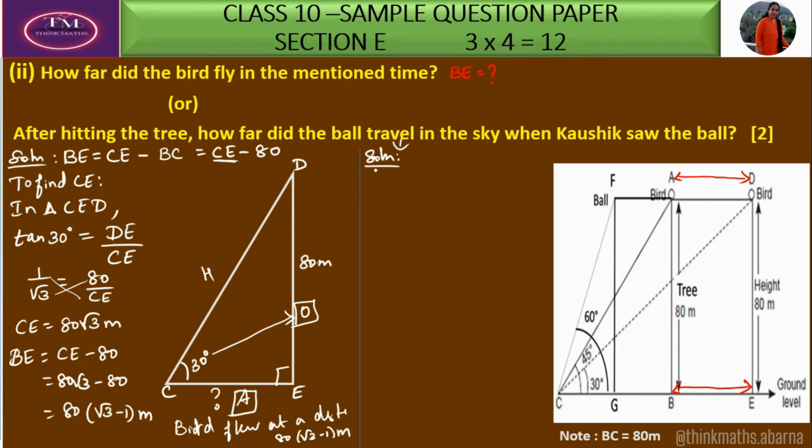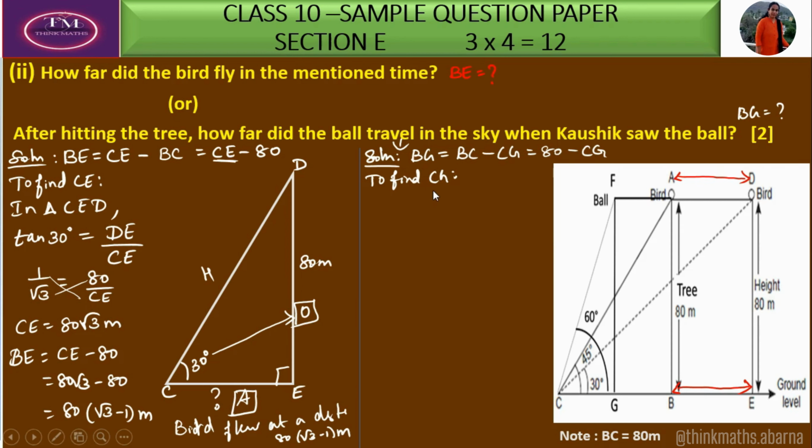What we need to find? We need to find BG. So what is BG? BG is equal to BC, from BC we have to take out CG. So what is BC? BC is 80. So 80 minus CG. So we have to find out CG.